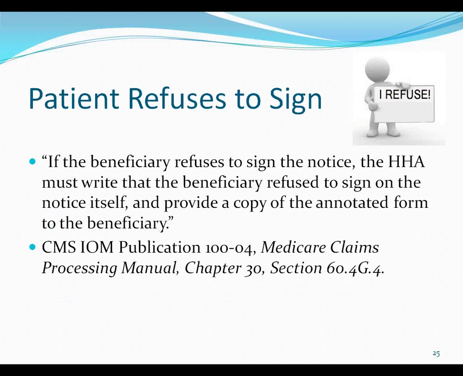So in circumstances when a patient refuses to sign the HHCCN, you must write that the beneficiary refused to sign on the notice itself. And you're going to give a copy of that annotated notice right to the beneficiary. So you're going to say that they refused to sign and they receive a copy. This is specifically spelled out in the CMS Internet-Only Manual, Medicare Claims Processing Manual, Chapter 30, Section 60.4G.4.